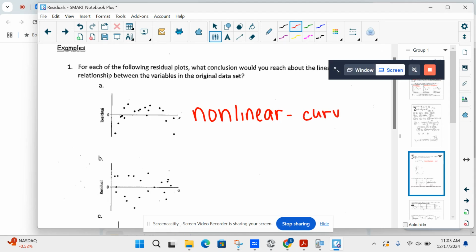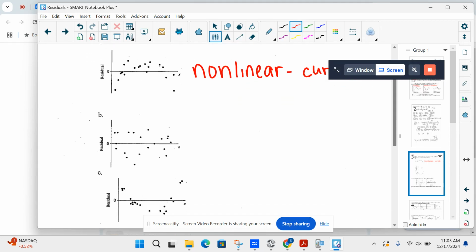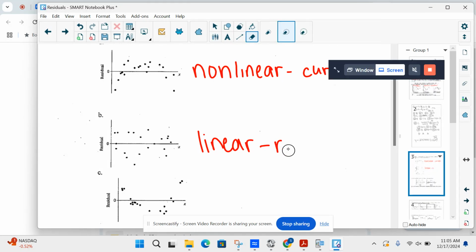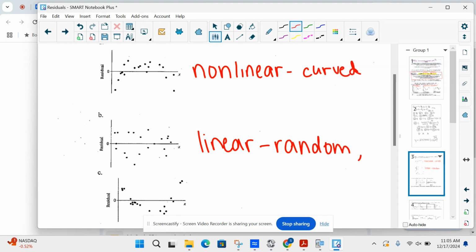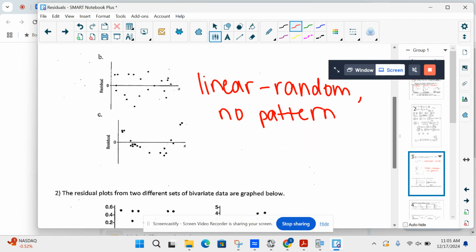They can't see you. It's okay. B, linear or nonlinear? What do you think, Molly? Linear. Why? Because it's not curved or inverted. Yeah, there's no pattern. So you could say random. And C, Claire? Yes.